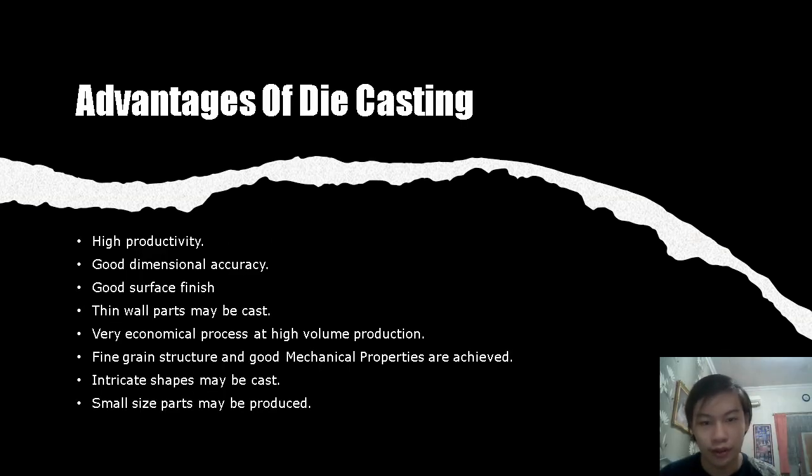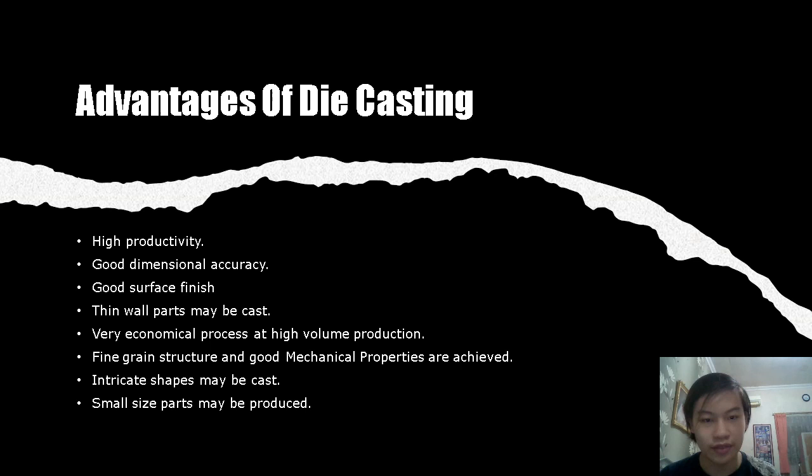After knowing about what is die casting and the procedure, these are the advantages of using die casting. The first one is high productivity, and this is caused by the mold used, which is a permanent mold. After the mold has been made, the casting process can be repeated very fast without recreating the mold. And then the second one is good dimensional accuracy. This is because in the casting process, the molten metal will follow the mold dimension, and this will make the cast material have the same dimension as the mold.